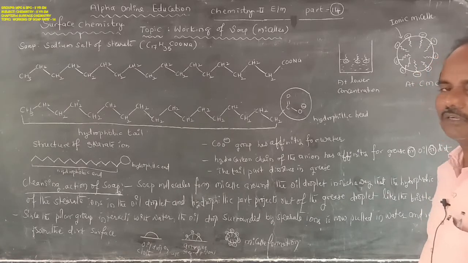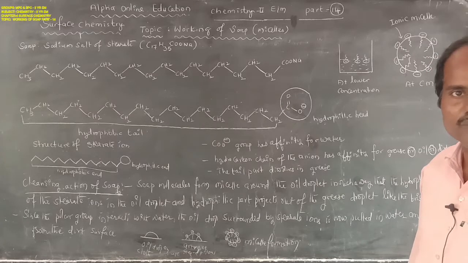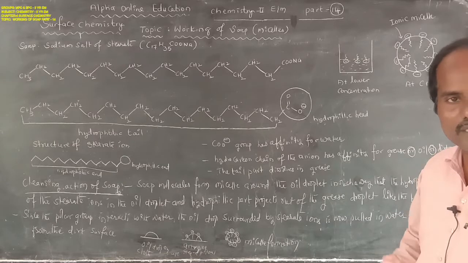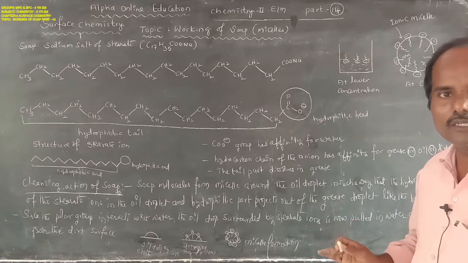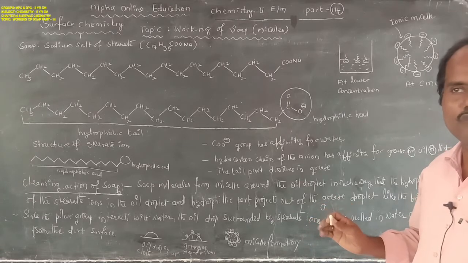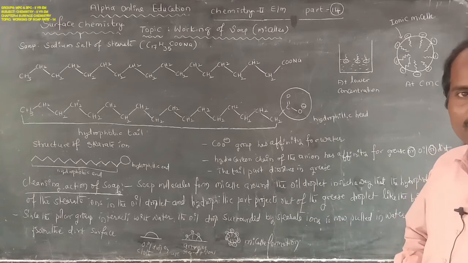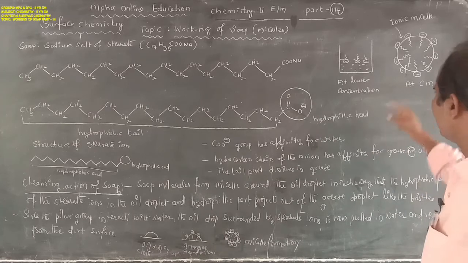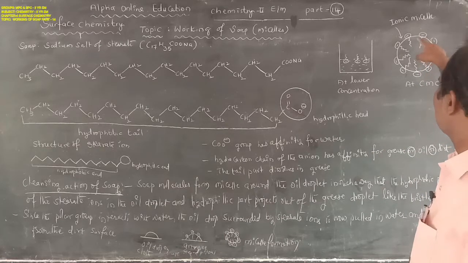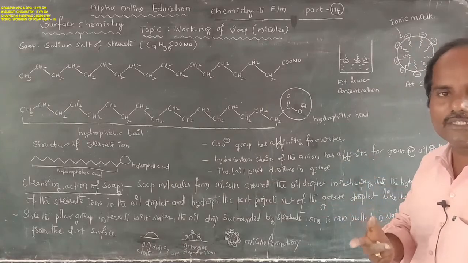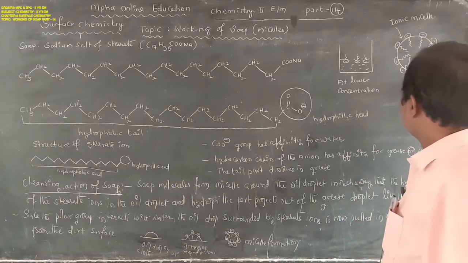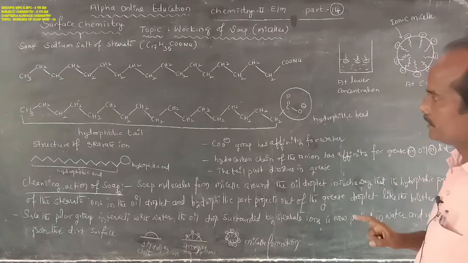A micelle is nothing but what? An aggregation of simple molecules to form a colloidal particle, in which each molecule or each ion has two ends. One is hydrophobic and the other is hydrophilic. This happens at CMC.